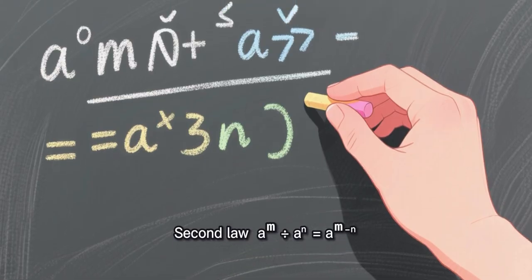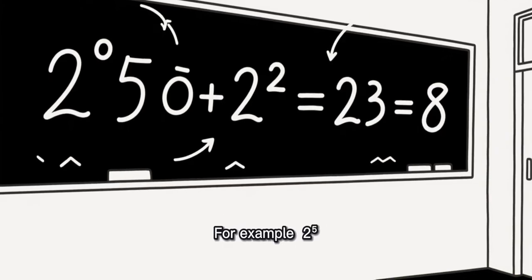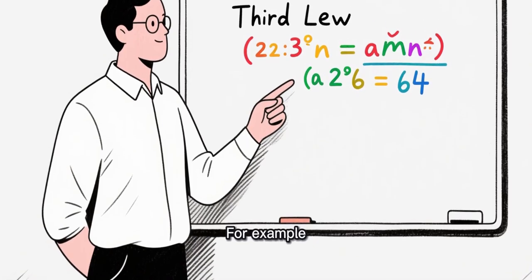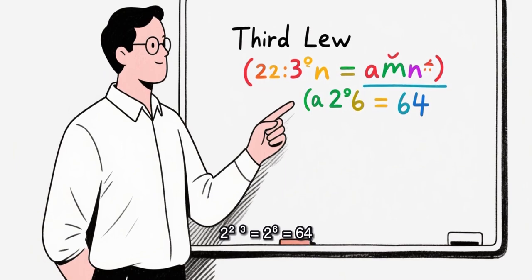Second law: a^m divided by a^n equals a^(m-n). For example, 2^5 divided by 2^2 equals 2^3, which is 8. Third law: (a^m)^n equals a^(mn). For example, 2 cubed, squared, equals 2^6, which is 64.